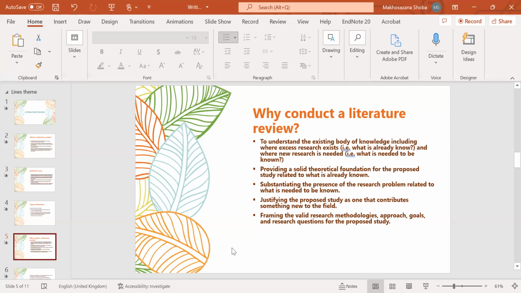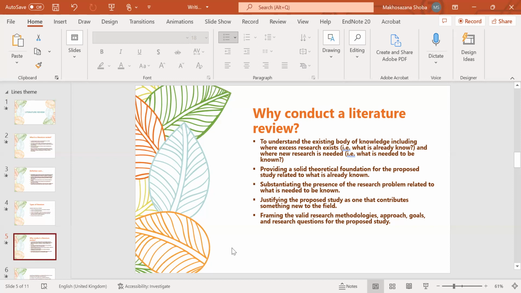You will read articles and articles and articles in pursuit of your phenomenon, but then that will give you enough justification to say this is what is not known in the field regarding this particular phenomenon.